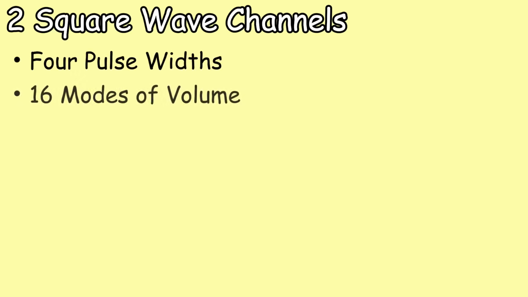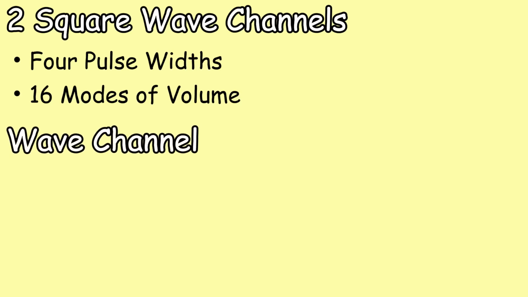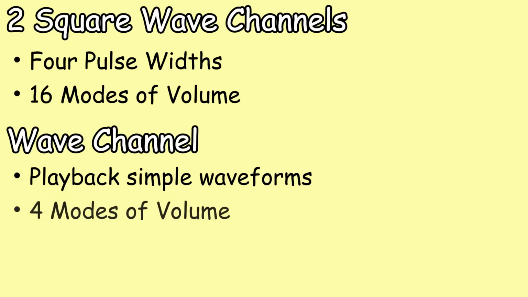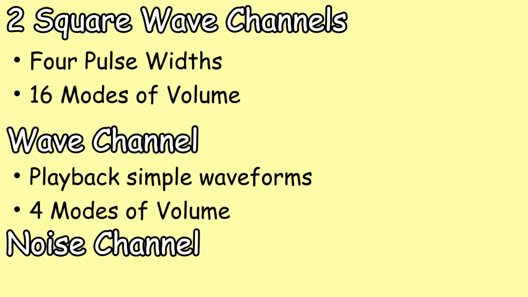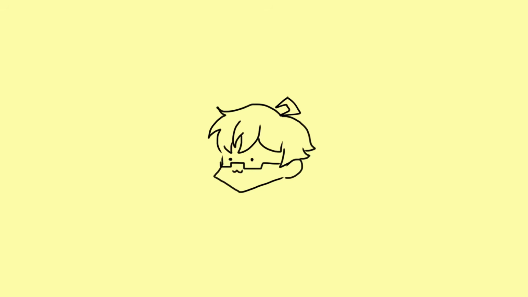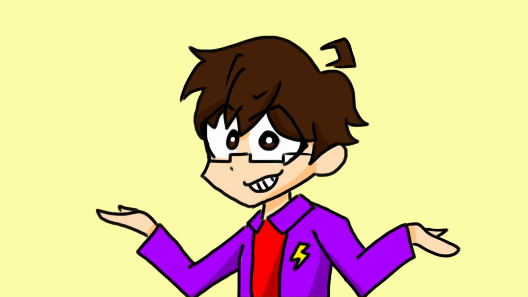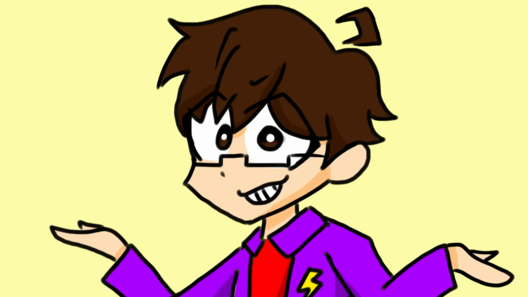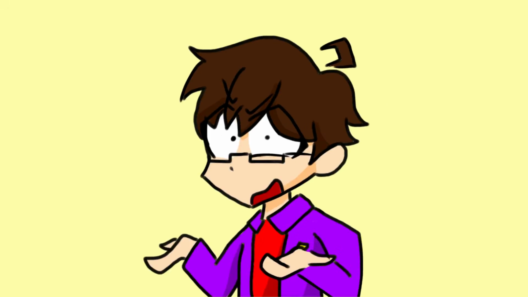The Game Boy sound chip included 2 square wave channels which can produce 4 pulse widths and has 16 modes of volume, a wave channel that can play back simple waveforms that has 4 modes of volume, and a noise channel with 2 variants and 16 modes of volume. Pretty similar to the Ricoh 2A03. But Kenji, what about a DMC like the NES had? Oh, no. That's it. Then how the heck do you play back samples on this thing?